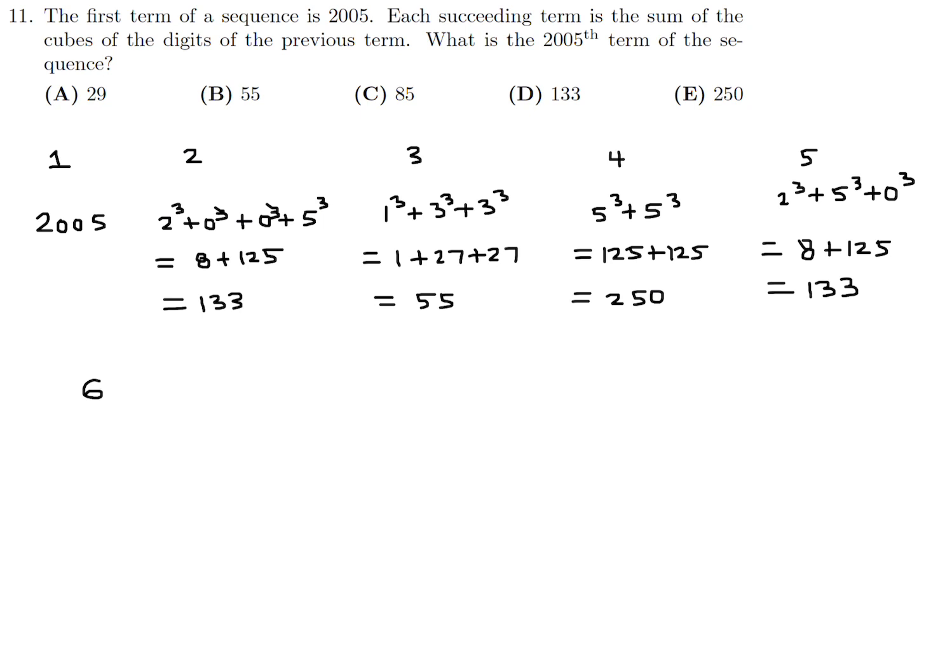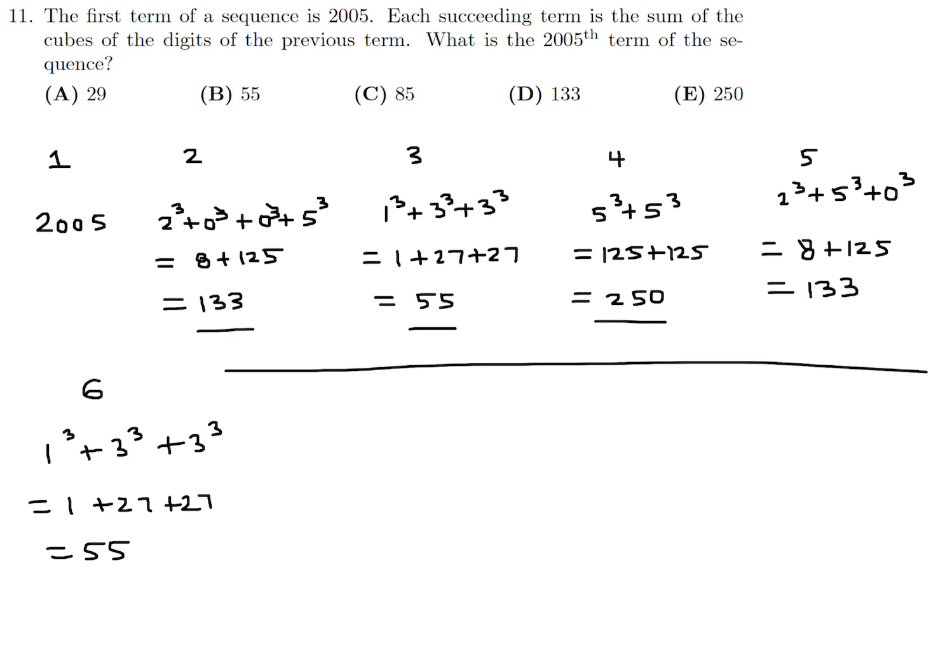Let's see what happens. 1 to the power of 3 plus 3 to the power of 3 plus 3 to the power of 3 equals 1 plus 27 plus 27, and that's 55. So there you go. This sort of just repeats. 133, 55, 250, 133, 55, 250, and so on. So basically what that means is that we have to figure out where in that pattern is 2005.